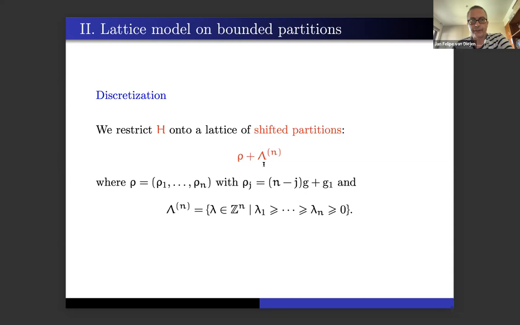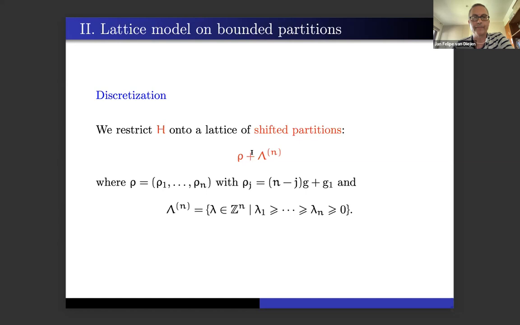So we're going to discretize on this lattice of partitions shifted by the parameter deformed rho vector for the BC_N root system. Of course, these partitions just encode the dominant weights of the Lie algebra. And so in some sense, we restrict to the cone of dominant weights, shifted a little bit. Well, we're still dealing with an infinite dimensional space, so it's still a bit hard. So we decided to simplify even more and truncate.